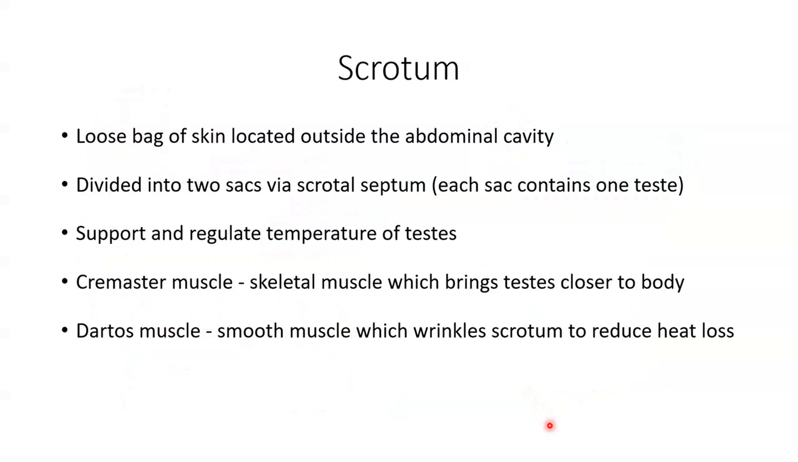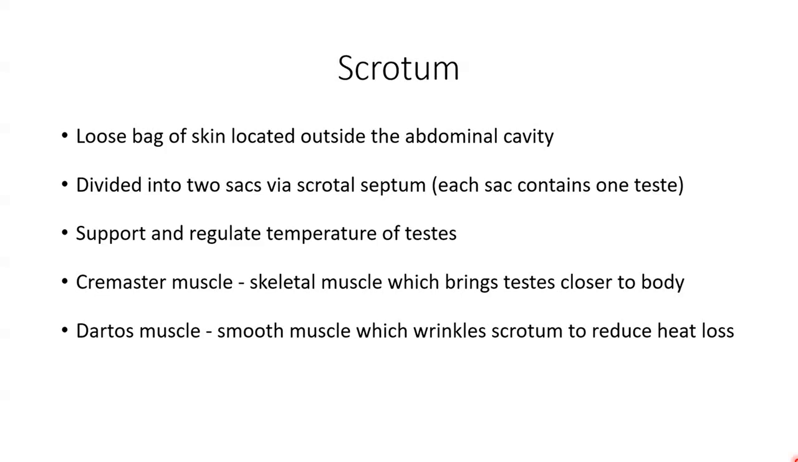So putting all of that into words for you, and I will do this for each of the structures that we look at today. The scrotum is a loose bag of skin which sits outside the abdominal cavity. The scrotum is divided internally into two sacs, each containing one testis. The scrotum functions to support and regulate the temperature of the testes, remember, which is ideally 2 to 3 degrees cooler than your core body temperature.